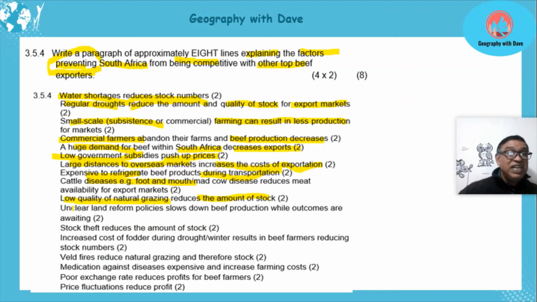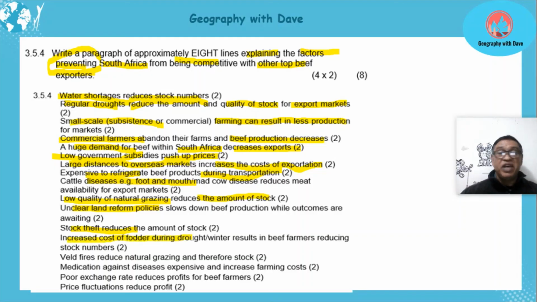Unclear land reform policies, where maybe land is just given, slows down beef production. Of course, land needs to be given back. There's nothing wrong with land reform policies, as you learn. People have lost their land over the years. You understand? But it has to be done in a proper way that will promote economic activity in our country. Stock theft reduces the amount of stock, which happens in our country.